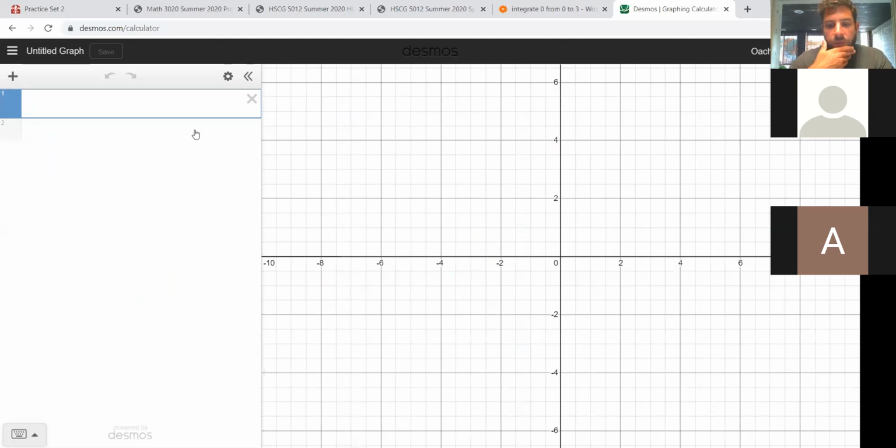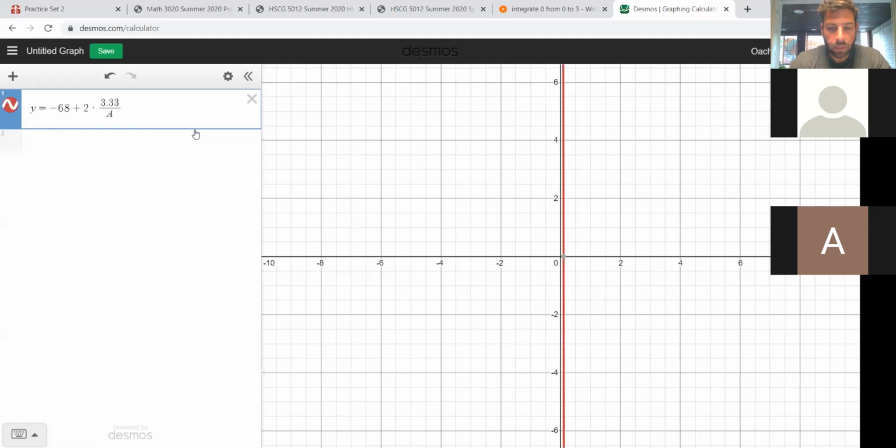So let's look at our function. I'm going to call it y because I don't know what else to call it. And then what's our V sub CL? It's negative 68, right? Isn't that what we told you to use? Negative 68, and then it's plus this 2 times tau. So let's say 2 times, what was our tau? 3.33. And then that was divided by our area. We'll tell it what area is in a second. And then it was c sub m.